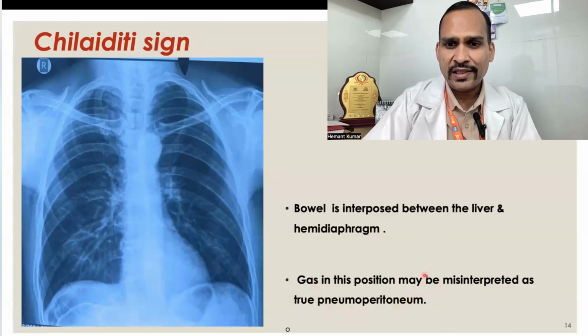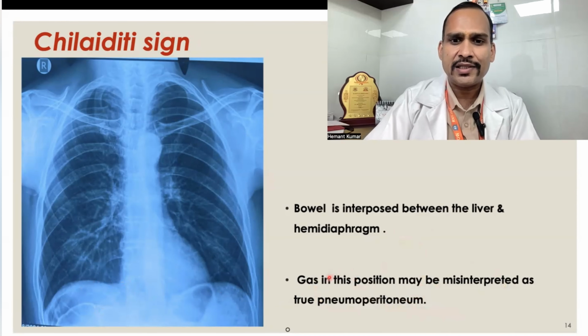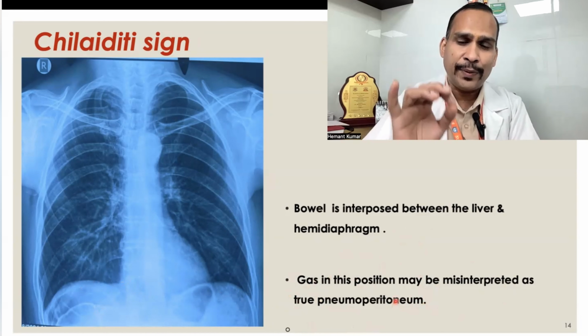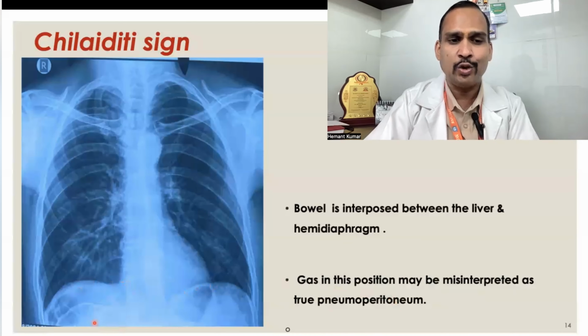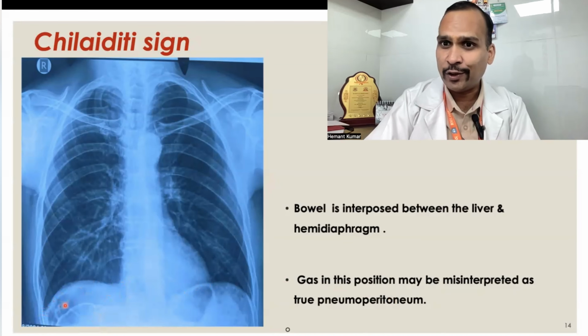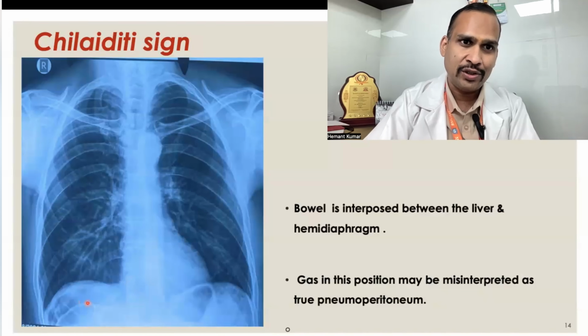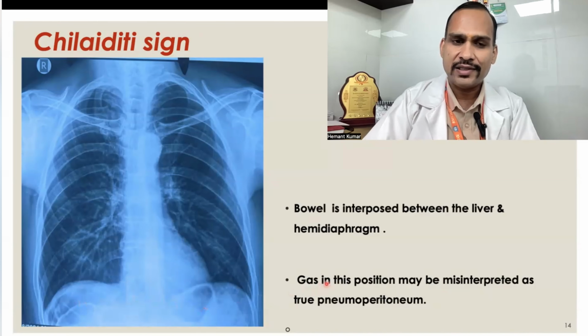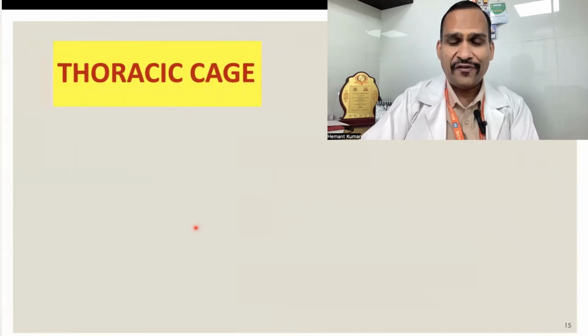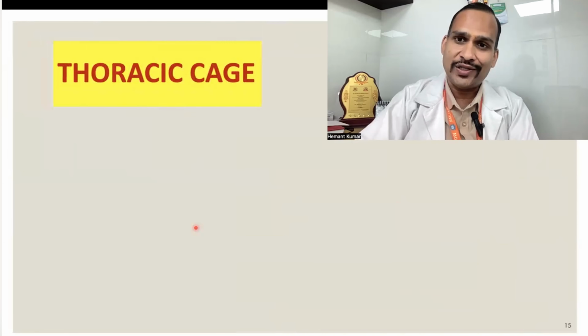Gas in this position may be interpreted as true pneumoperitoneum, but this is not pneumoperitoneum. This is an intestinal loop, which gives this black opacity like air. This is Chilaiditi sign. So after the diaphragm, let's see the thoracic case.